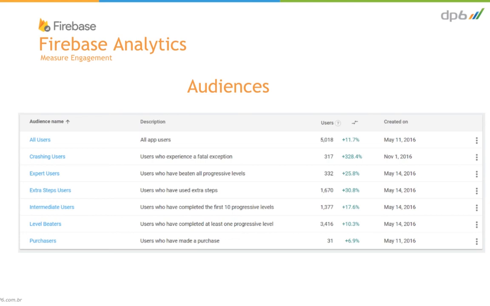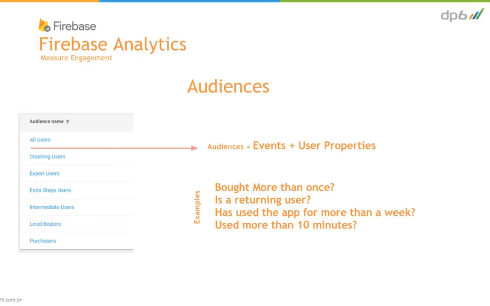So in the example that you see here, let's say I want to see all the people that had a fatal exception, that crashed. I would create an audience with all the users that had an event of crash actually sent to Firebase, and maybe I want to segment even further and say that I want only people 18 years old or above. That's how I can create audiences, mixing both events and user properties to segment the audience of people that use the app, so I can enable myself to create interesting campaigns and grow my app audience and also bring people back.